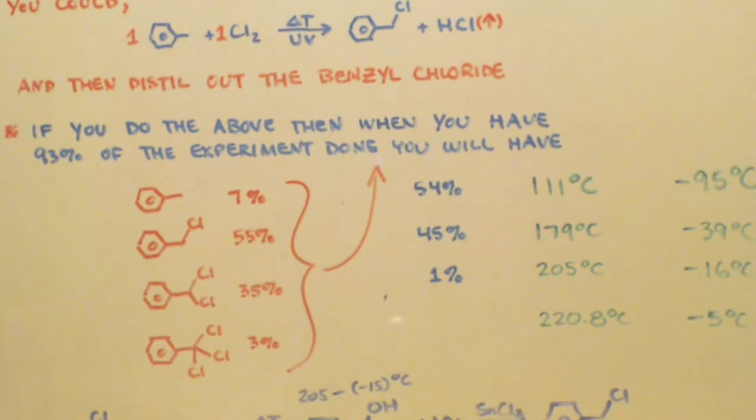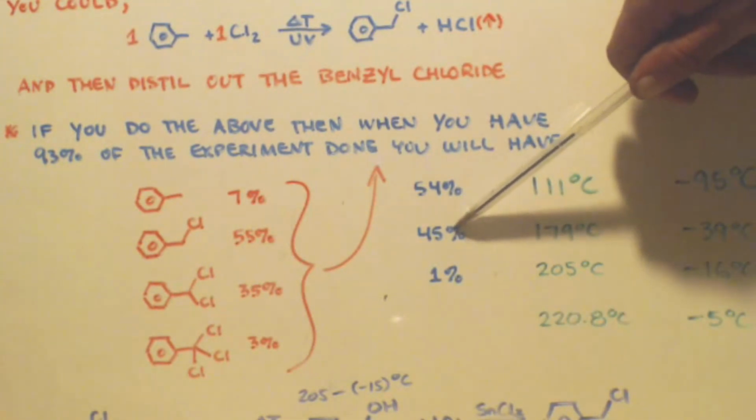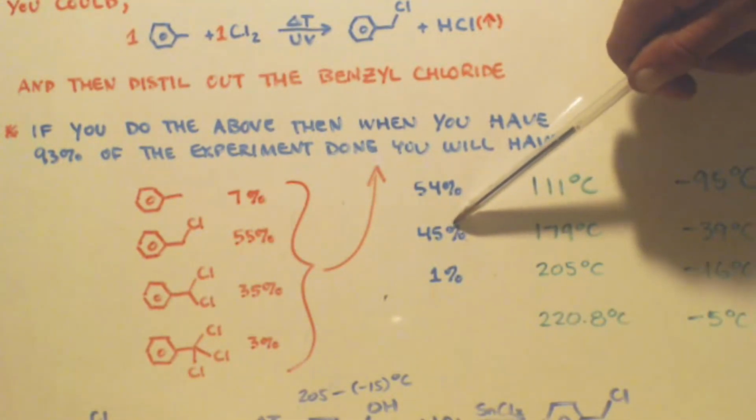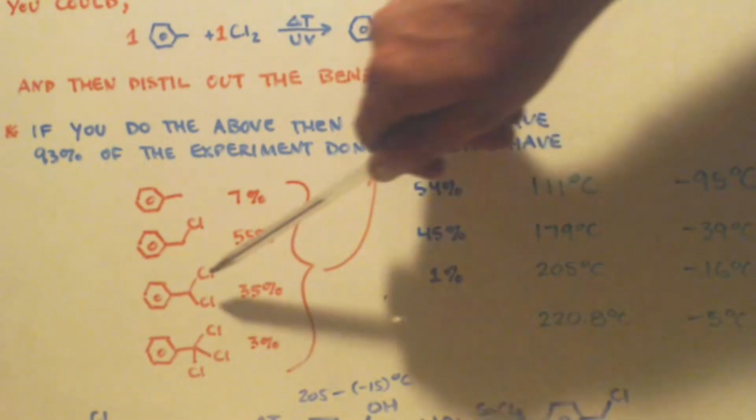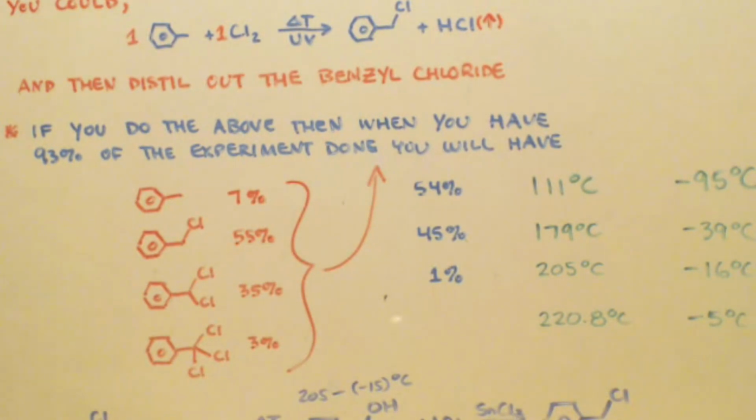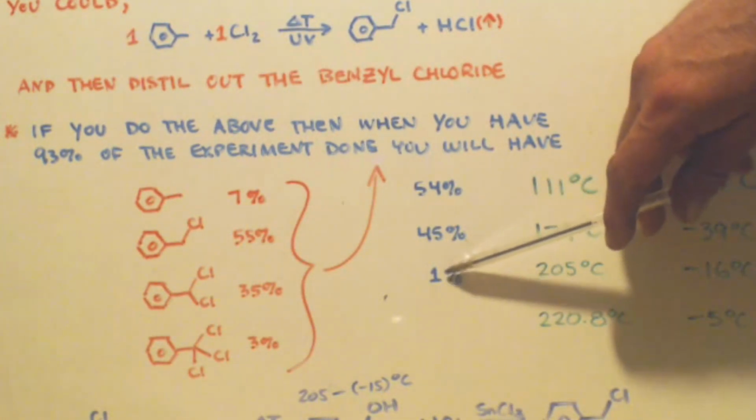So if you want to make benzyl chloride, that's what you should do. You should only put in 40%, or between 40 and 45% would be my guess. At 45%, you're going to get 1% of this. So I would go with 40% and just suck it up, and hopefully you get 0 of this. You'll have very low of this.